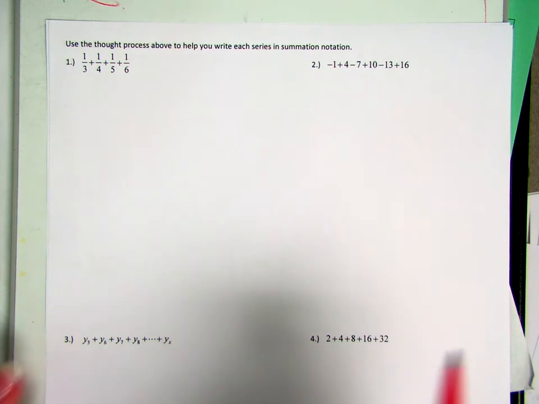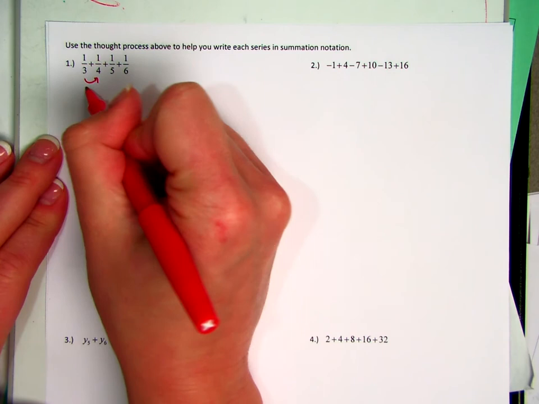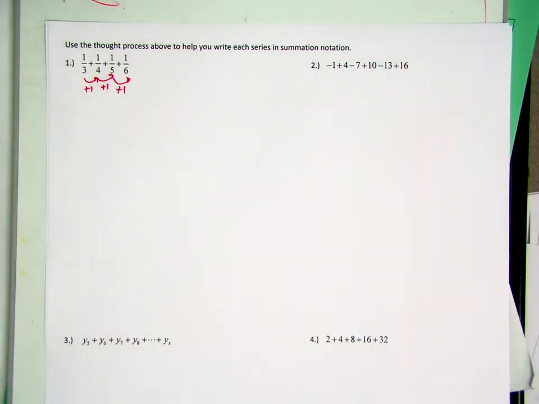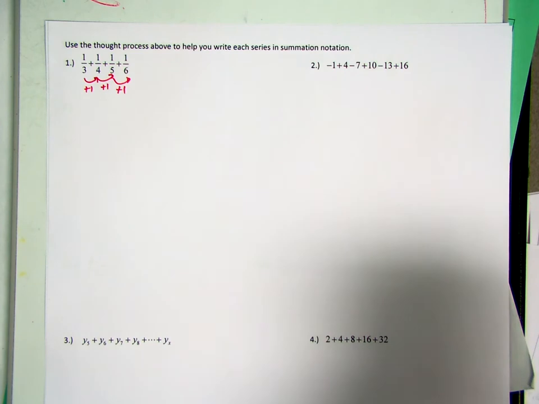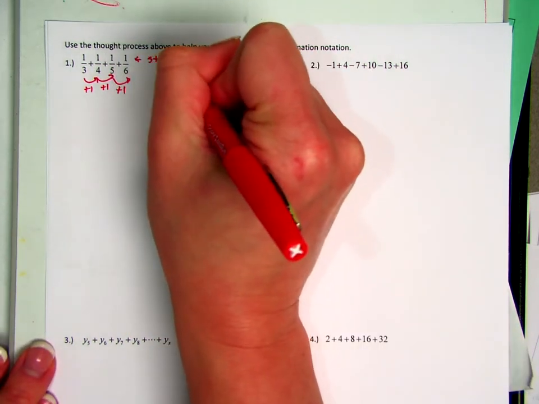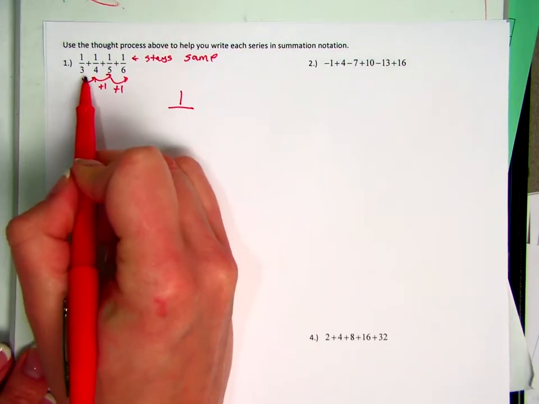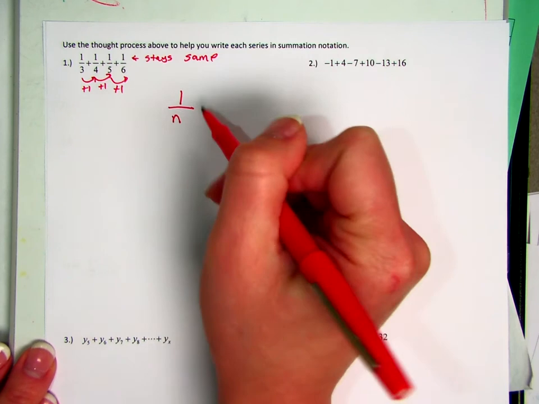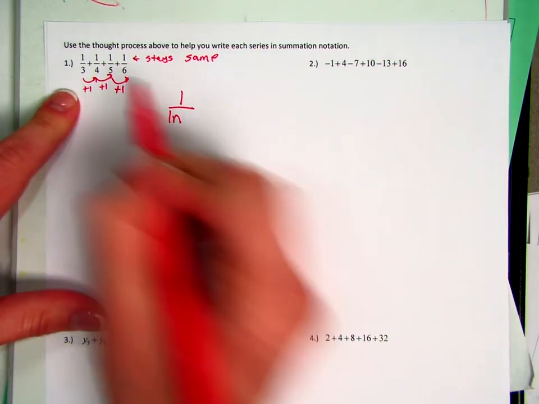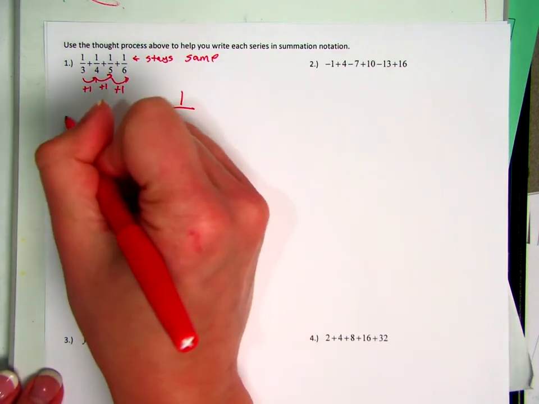So when I look at number 1, I notice from 3 to 4, we're adding 1. From 4 to 5, we're adding 1. From 5 to 6, we're adding 1. So we're adding 1 each time. So that tells me that since my numerator stays the same, I can go ahead and start with just a 1 on the top. And then on the bottom, we're doing a 1n because we're multiplying whatever it is times 1 to get to the next piece. So now the issue is, let's pretend n equals 1.